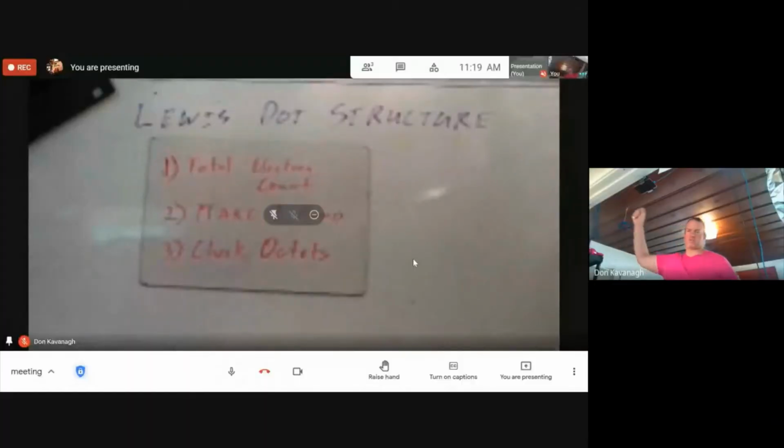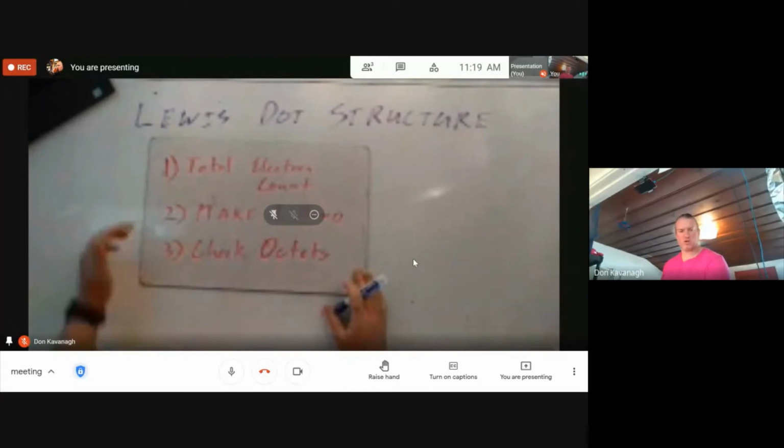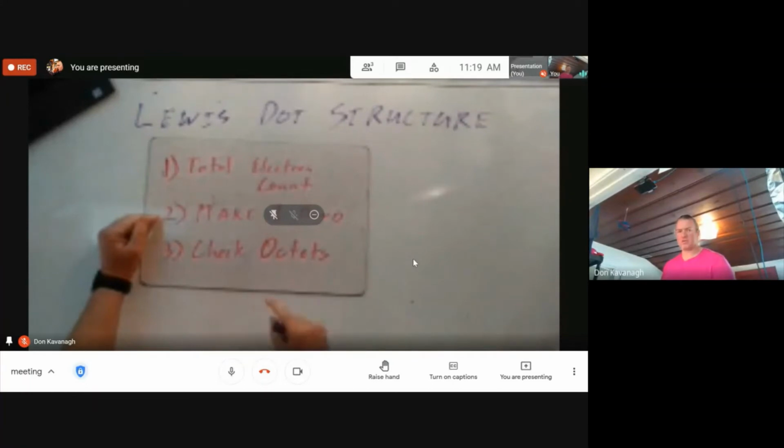To draw Lewis dot structures, I teach this with 3 steps. Some people have more or less steps, but for Gen Chem, 3 steps about covers most molecules you're going to draw. The first step is to get your total electron count of the atoms, including the charge present. Second step is to make one bond between the atoms. And the third step is to check octets.